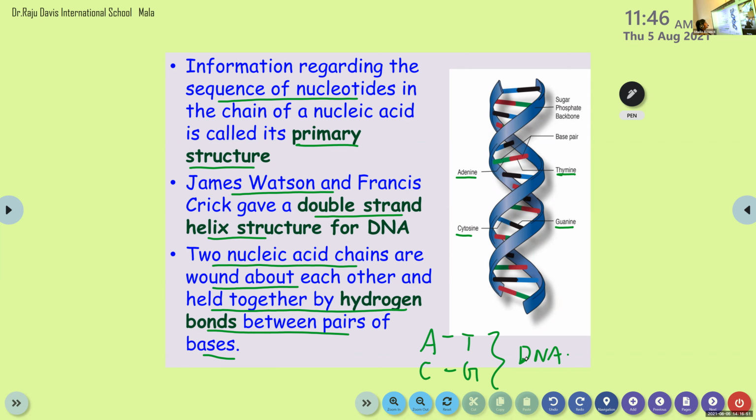Information regarding the sequence of nucleotides in the chain of a nucleic acid is called its primary structure. Then James Watson and Francis Crick gave a double strand helix structure for this DNA. Here the two nucleic acid chains are wound about each other and they are held together by hydrogen bonds between the pairs of bases.